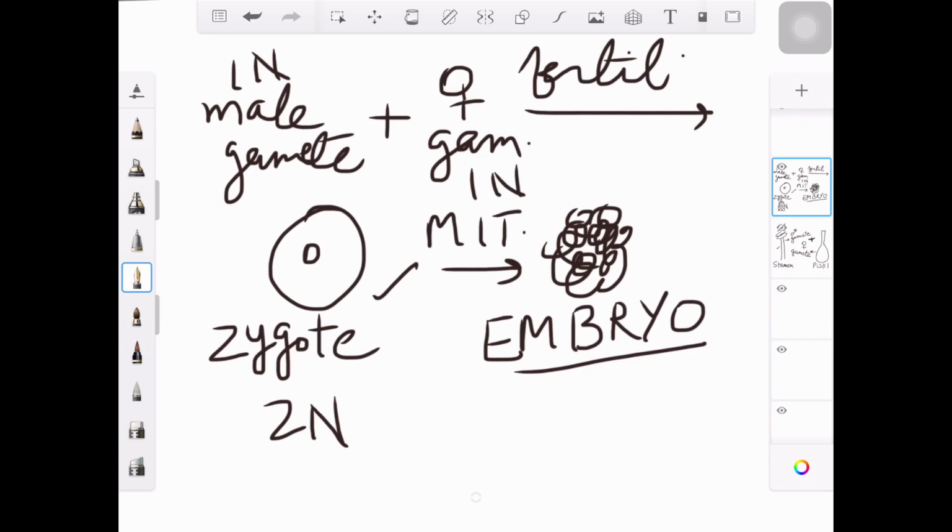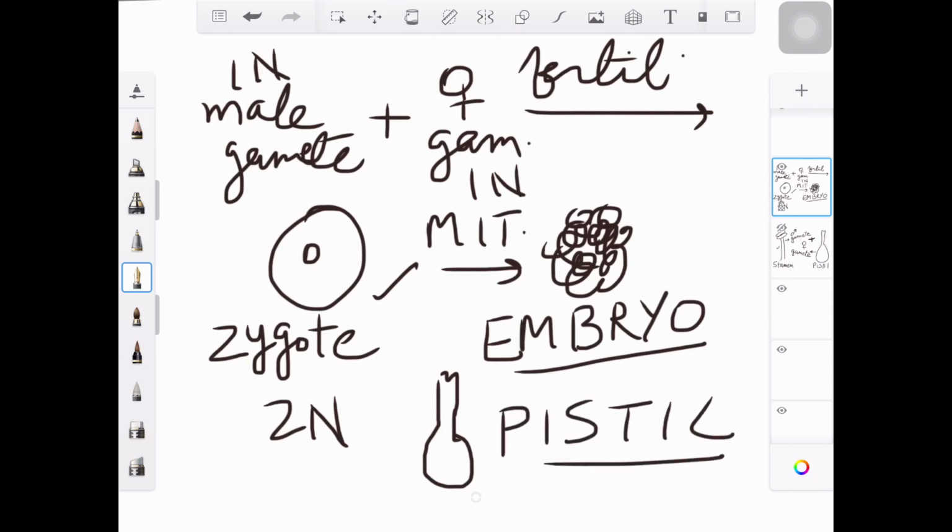Where will you find it? It will be found in this structure, that is the pistil. That means all these events of fertilization will occur in the pistil. The embryo will be formed in the pistil. What will the embryo finally give rise to? A young plant. It will give rise to a young plant.